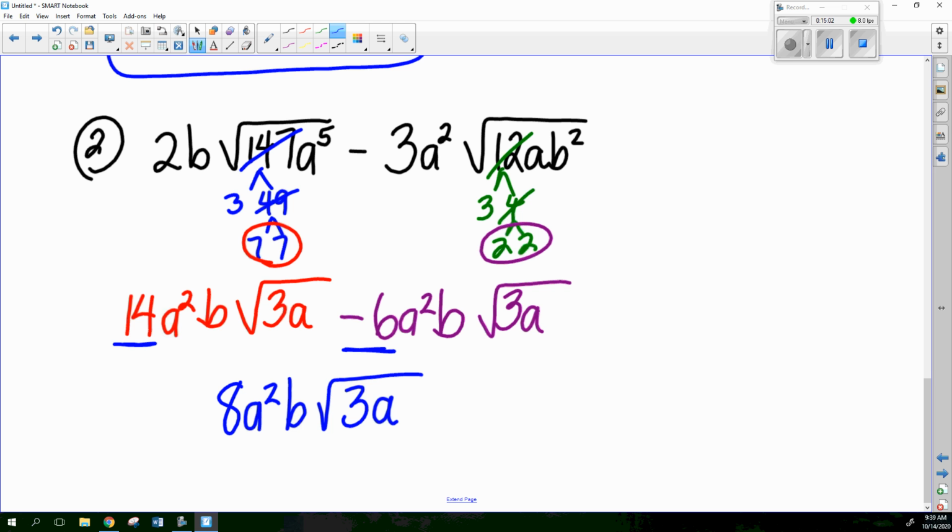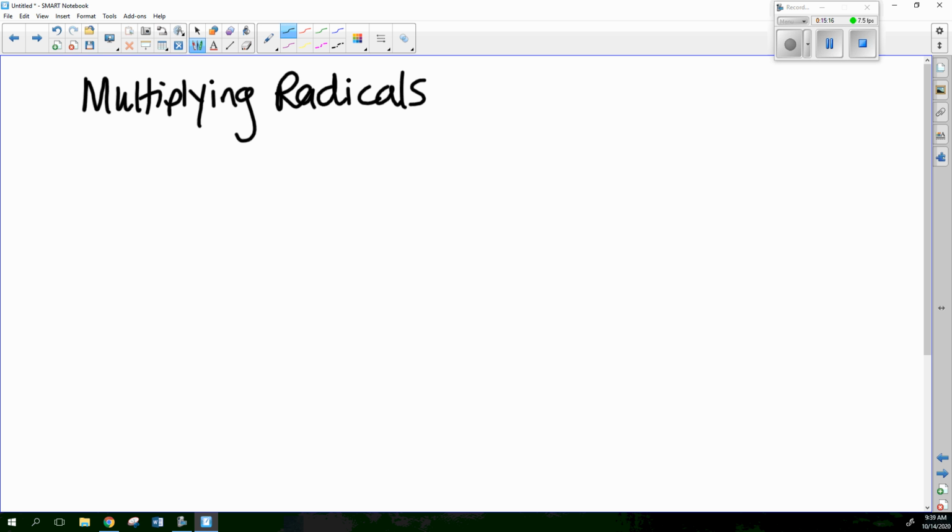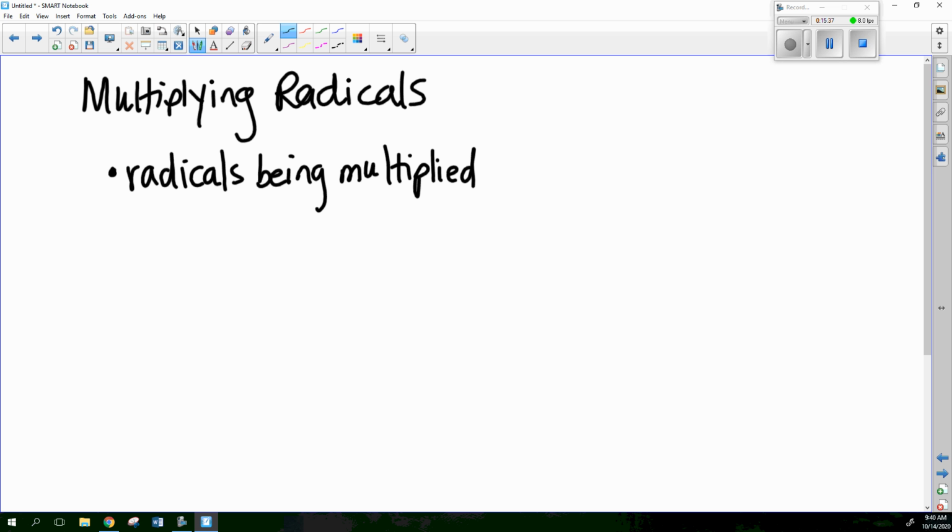Okay. Next step, multiplication. Rolling right along. So multiplying radicals. Okay, the key here, the one thing you have to make sure of, is that radicals being multiplied must have the same index.